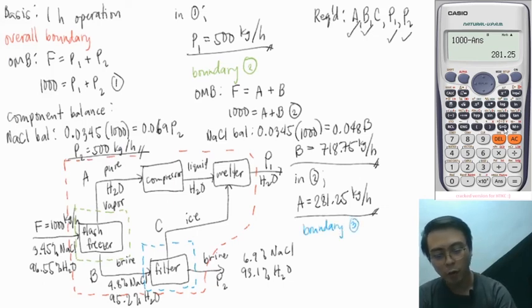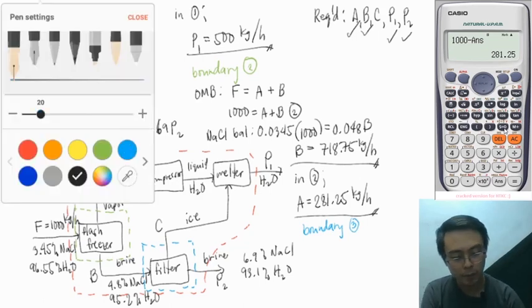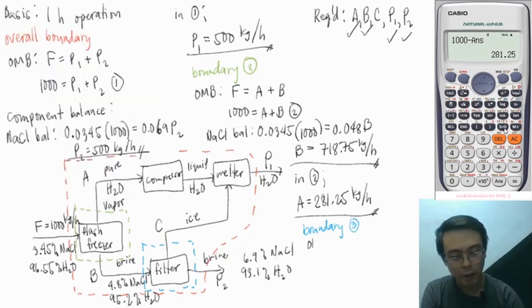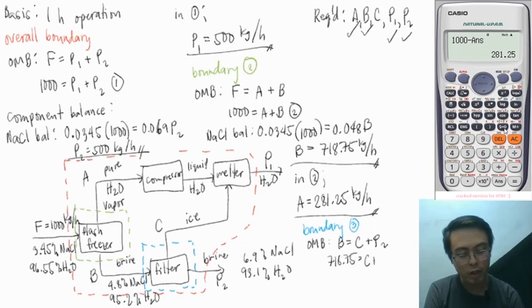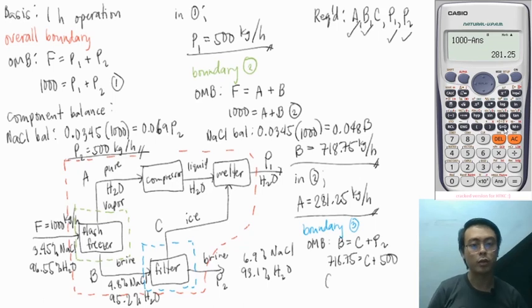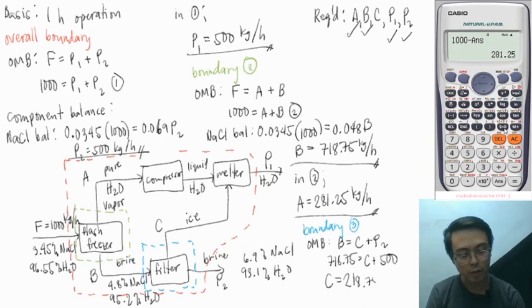Let's again perform our OMB. That would be B equals C plus P2. But we now know the values of B and P2. So B is 718.75 is equal to C plus P2 is 500. You can easily solve for C. This is 218.75 kilograms per hour.